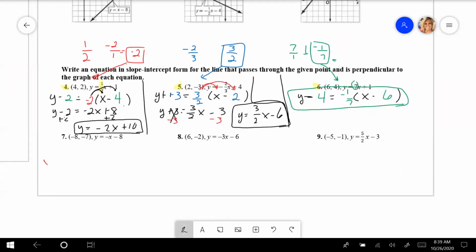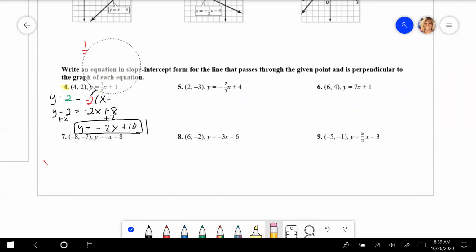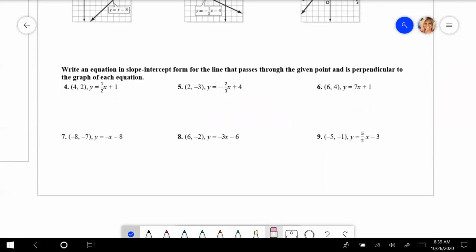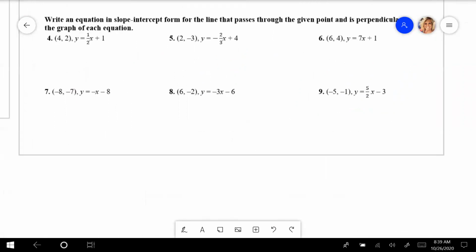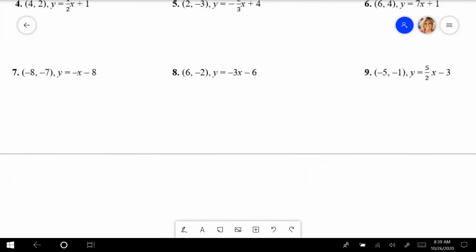Let me do this, and I need you right now to go through and try to do 7, 8, and 9. I'll move my board here. You pause the video and do 7, 8, and 9. So find the slope of the perpendicular line, and then put it into point slope form, and then put it into slope-intercept.